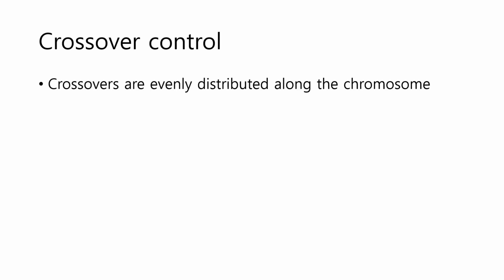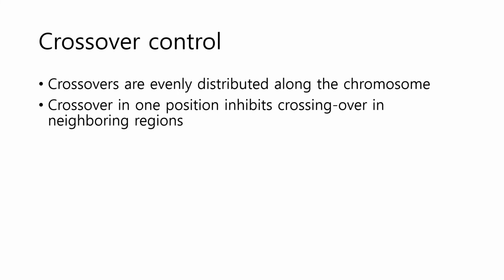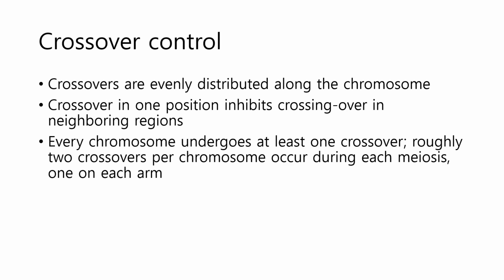So the next thing that we're going to discuss is crossover control. Crossovers are evenly distributed along the chromosome. A crossover in one position inhibits crossing over in neighboring regions. Every chromosome undergoes at least one crossover. Roughly 2 crossovers per chromosome occur during each meiosis, one on each arm.